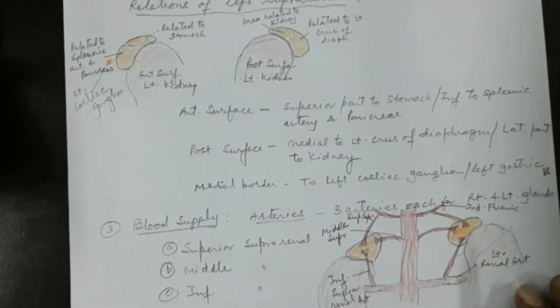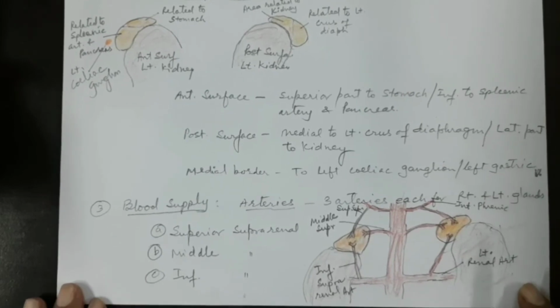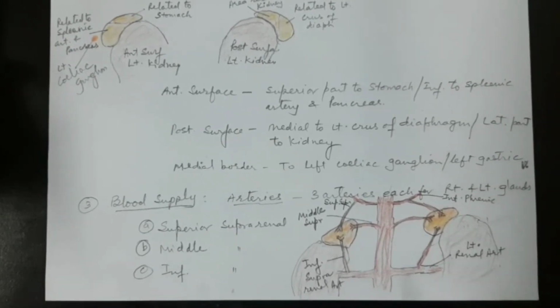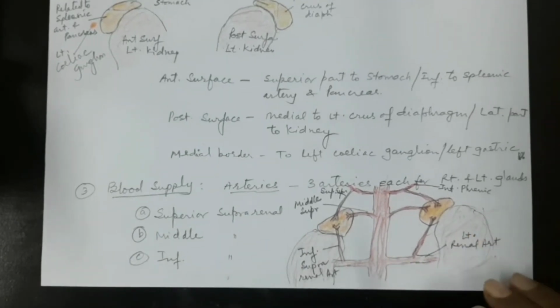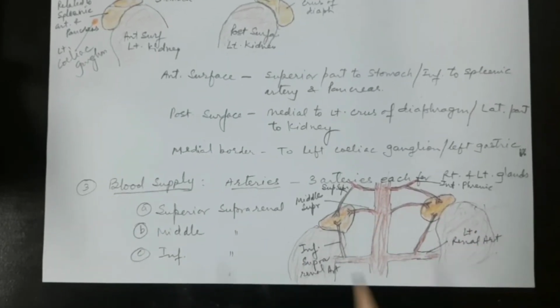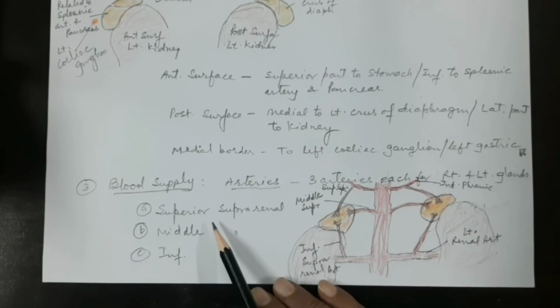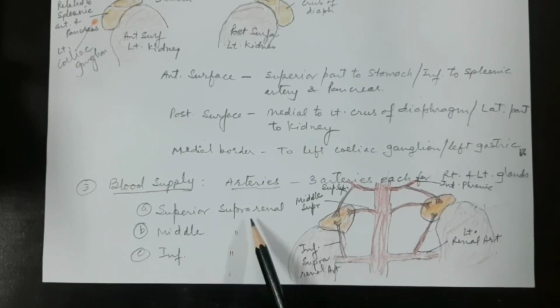Let us come to the blood supply of the right and left suprarenal gland. They have a similar blood supply. That means the source of the arteries is from the same place. Three arteries supply either the right or the left suprarenal gland. They are as under. The upper one is the superior suprarenal.